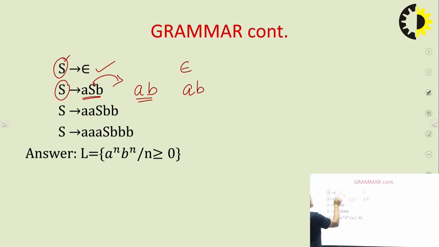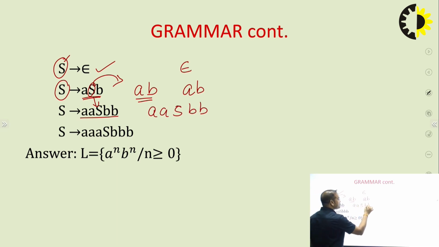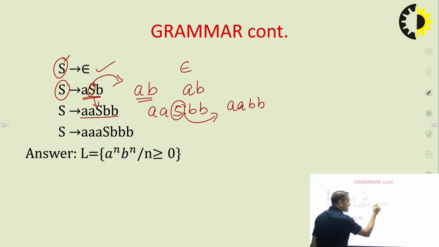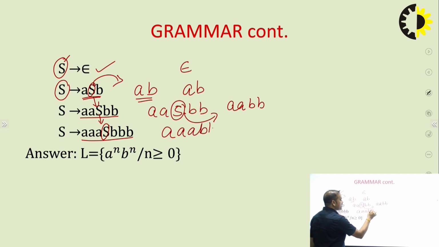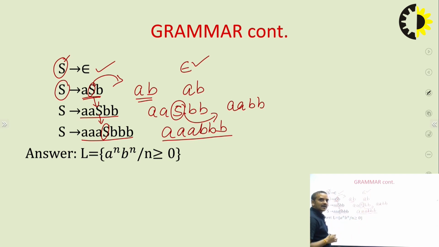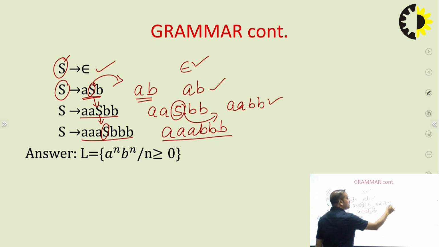Now this S is replaced by aSb. Now this string is obtained: aaSbb. This S is replaced by null, then the string is aabb. Now this S is again replaced by aSb, then this string is obtained, and this S is replaced by null, then the string is aaabbb. This sequence: first is null, second ab, third aabb, and fourth is aaabbb.